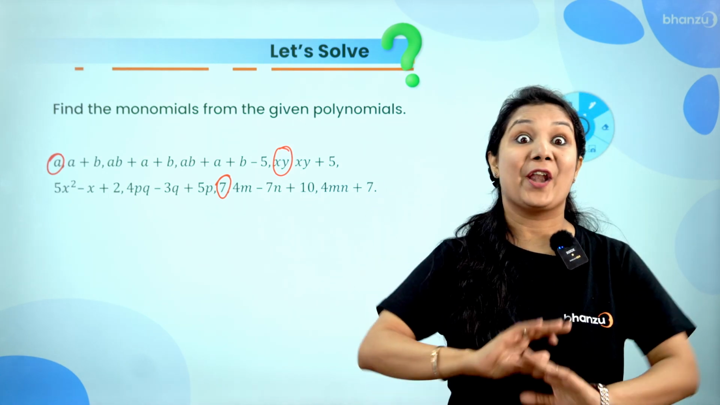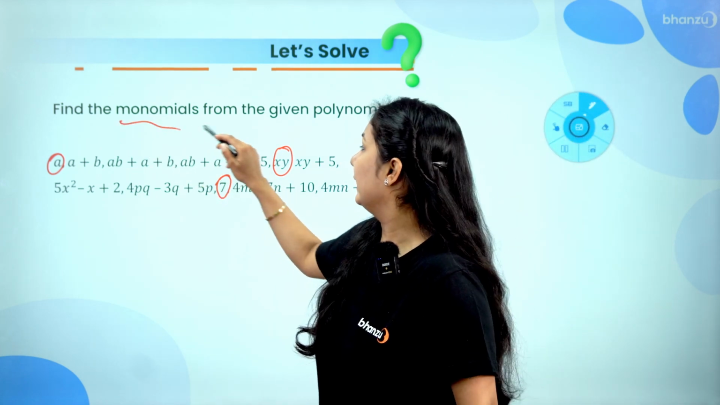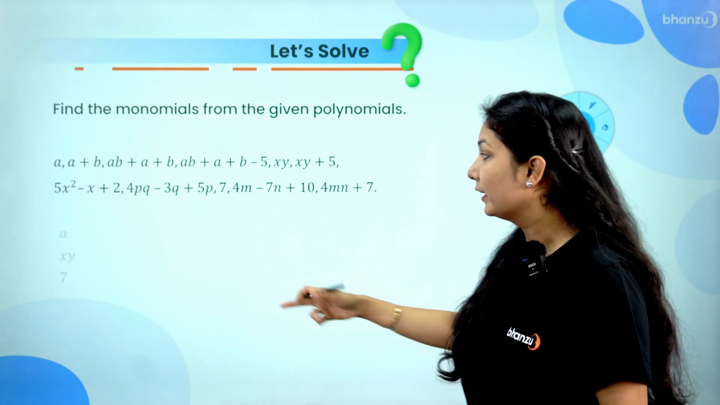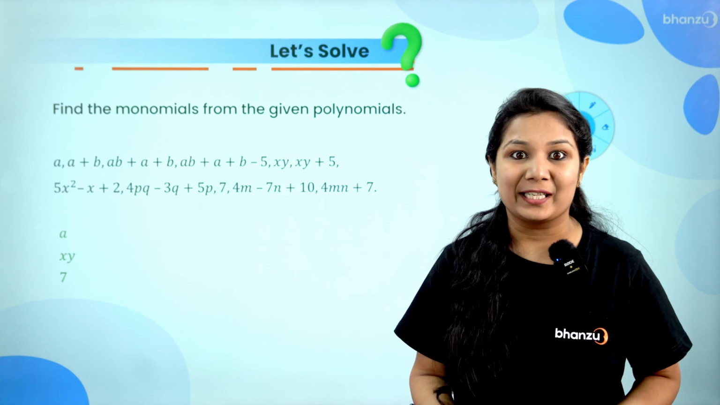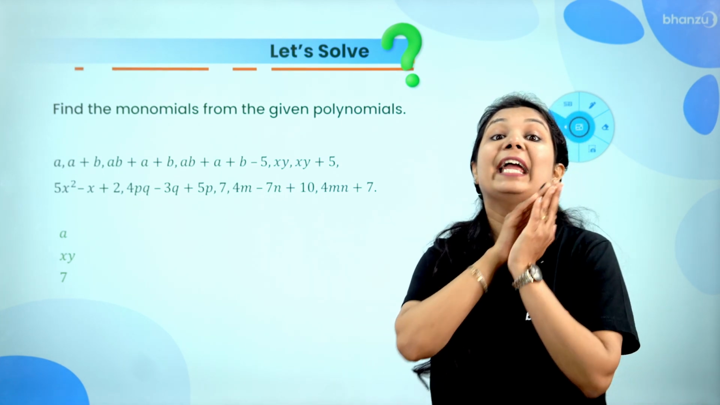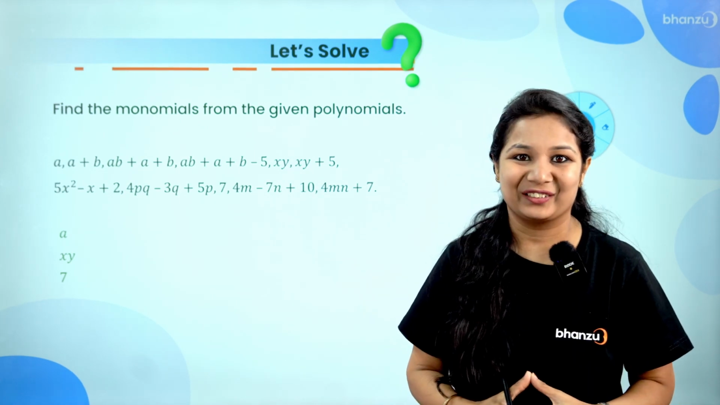4mn plus 7, no. So we got the monomials from this question as a, xy and 7. You saw they are of different types. One has only one variable, the other has two variables. The last monomial in this question does not have any variable. It's just a single number, a constant.